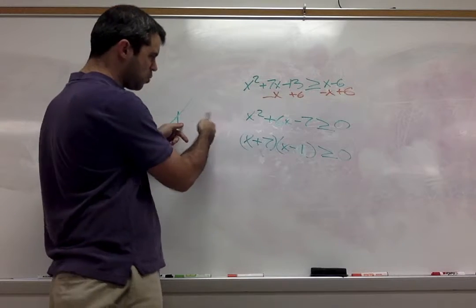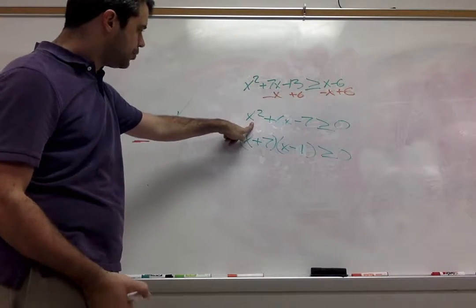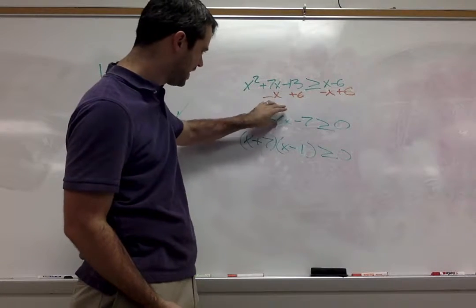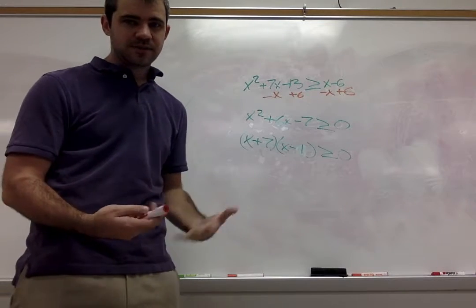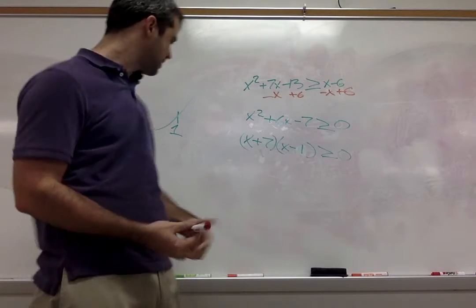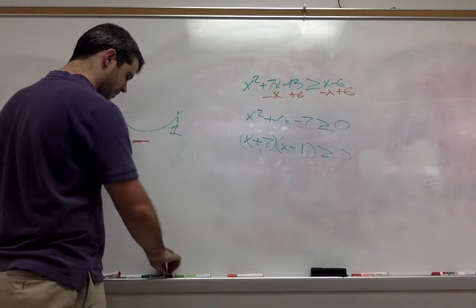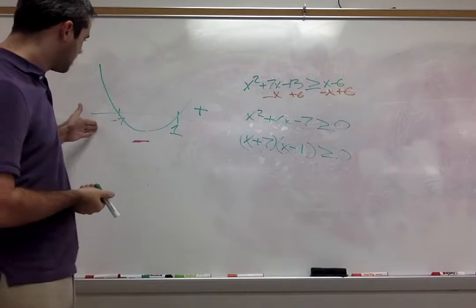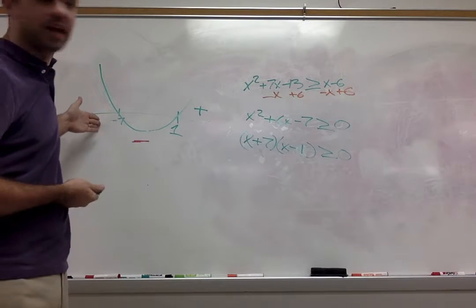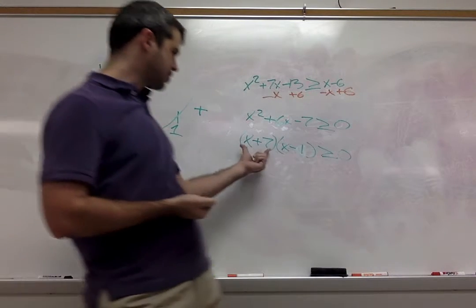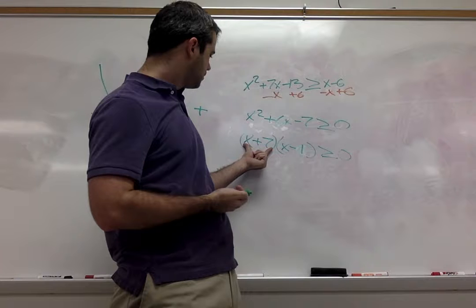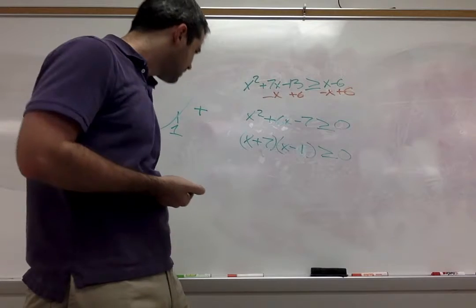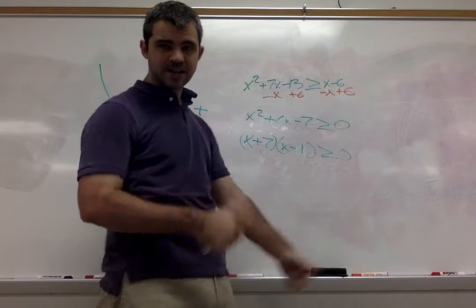If I plug in a number bigger than 1, like let's say 2. 2 squared is 4, plus 6 times 2 is 12, so 16 minus 7 is 9. Doesn't really matter what you get, but you know that it's a positive. So we would say, oh, okay, well, I've got a positive value here. And then I can plug in something like negative 8. Actually, I could plug it in here. It'd probably be easier. So negative 8 plus 7 is negative 1. Negative 8 minus 1 is negative 9. Negative 1 times negative 9 is positive 9.